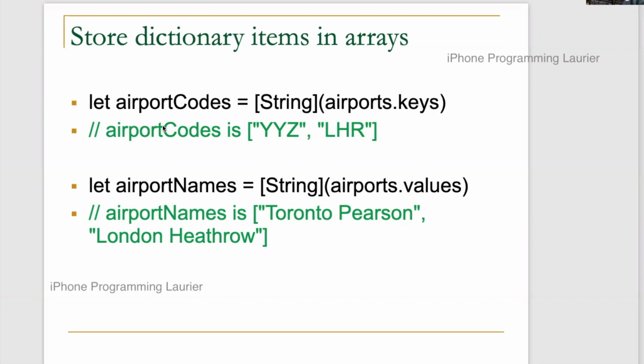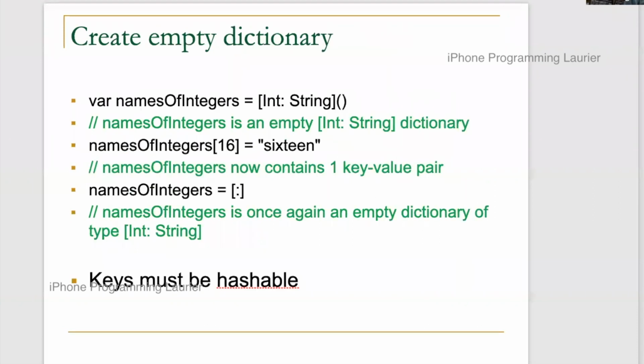You can convert the keys to an array, right? So here the keys are converted into an array, and the values are converted into an array, in case you want to handle an array instead of keys. You can make your dictionary empty, right? Simply write it like this. Say this would be your dictionary, and you set it equal to just this sign, which means you don't want anything to be in it.